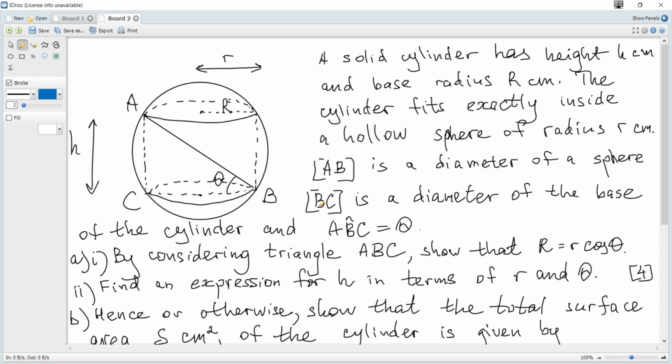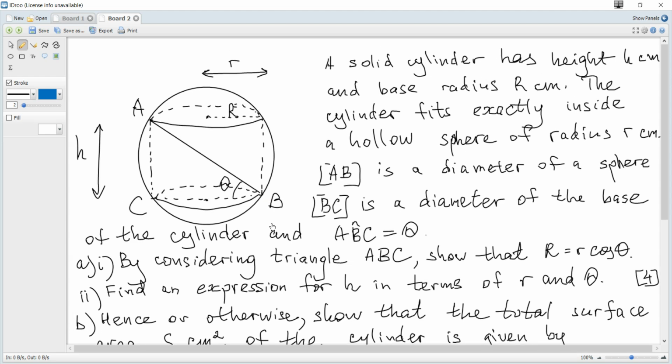A solid cylinder has height h centimeters and base radius capital R centimeters. The cylinder fits exactly inside a hollow sphere of radius r centimeters. A line segment AB is the diameter of the sphere, and a line segment BC is the diameter of the base of the cylinder, and angle ABC is theta. Question a(i). By considering triangle ABC, show that capital R is r multiplied by cosine of theta.